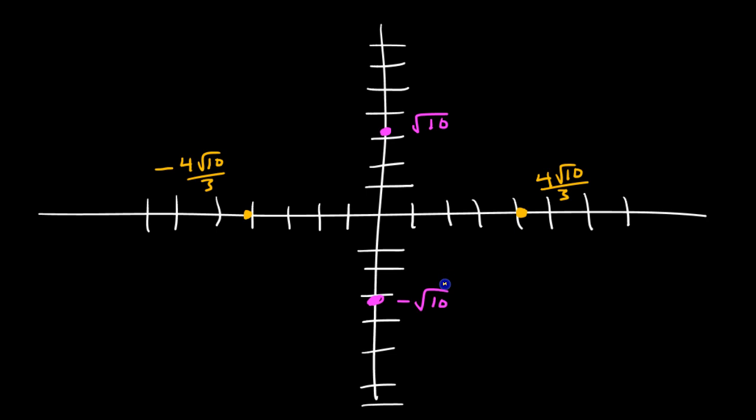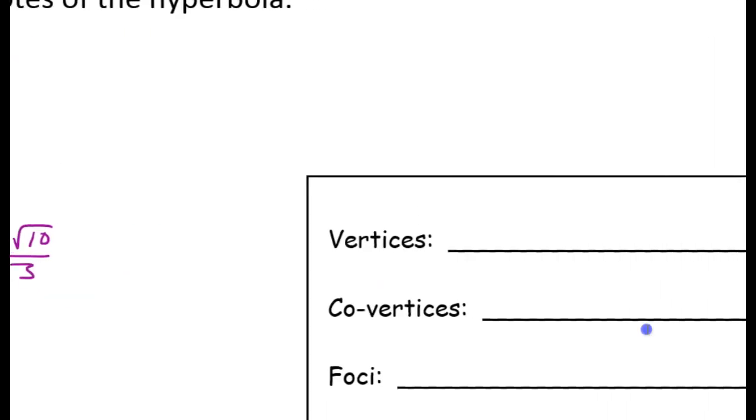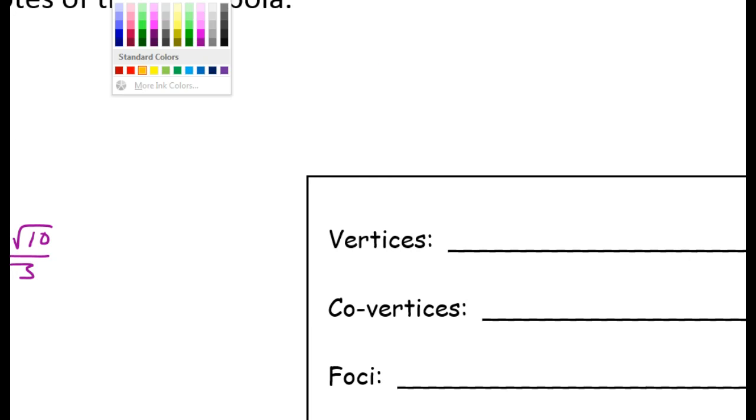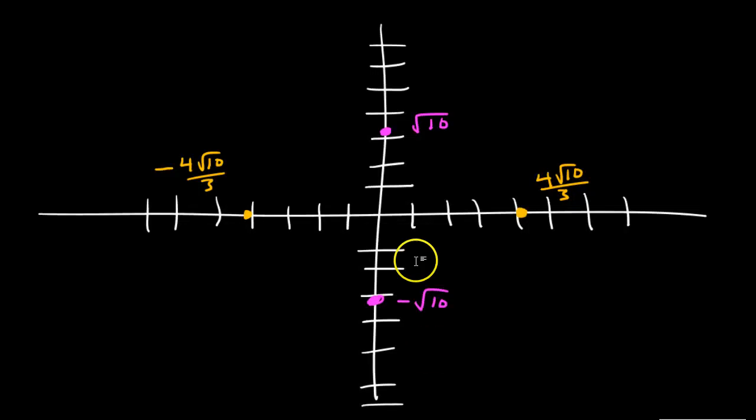vertices and my co-vertices. I feel like I should go ahead and record that information. So this is 0 comma radical 10. So here come my vertices, you guys. Alright, those are my vertices. And then my co-vertices are negative 4 radical 10 over 3, comma 0.